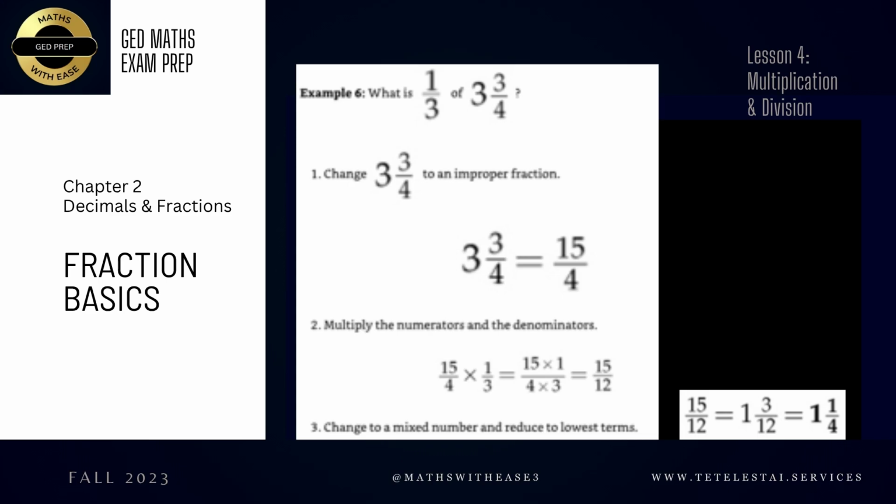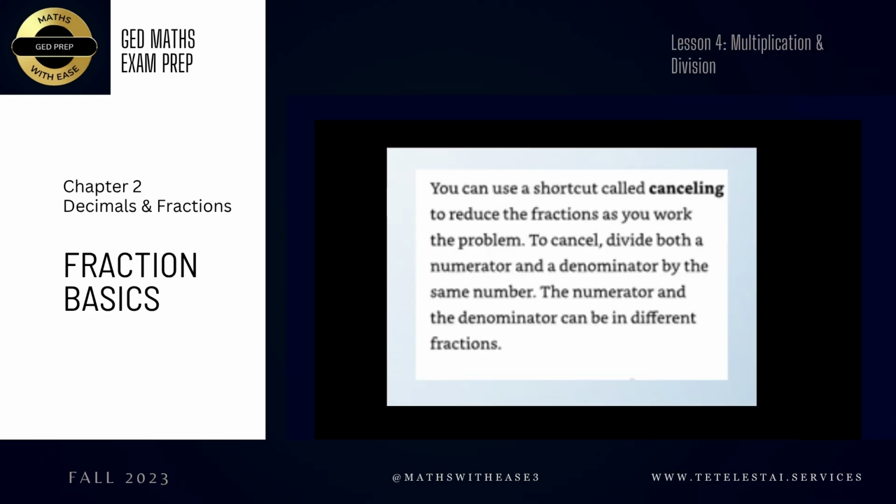And we're still not done because between 3 and 12, we know that 3 can divide into 12. So 3 into 3 is 1, and 3 into 12 is 4. And so our answer in its lowest terms is 1 1/4. Okay.